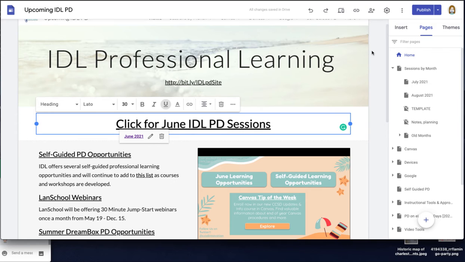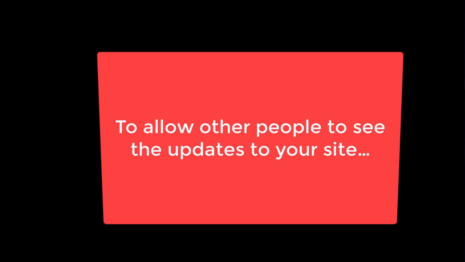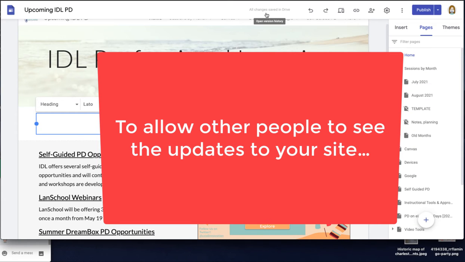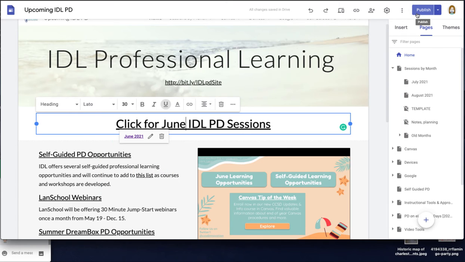With Google Sites, it's a bit of a two-step of sharing. So initially, Google Sites will save everything that you put in here. So you can see right here where it says all changes saved in Drive. You'd have to make sure that you're clicking publish over here. And that's what's going to give that update to people who are looking at the front-facing part of your site.